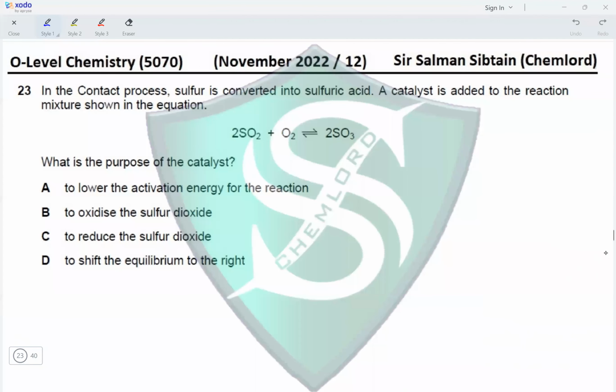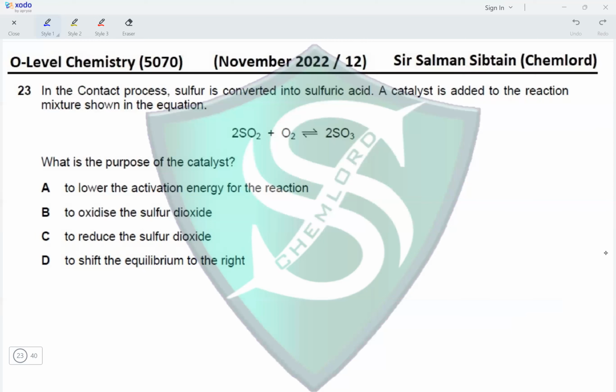Question 23. In the contact process, sulfur is converted into sulfuric acid. A catalyst is added to the reaction mixture shown in the equation. What is the purpose of a catalyst? Before we look at the options, the purpose of a catalyst is to lower the activation energy requirement by providing an alternate pathway for the reaction to occur. By providing that alternate pathway, it lowers the activation energy requirement. Now let's look at the options.